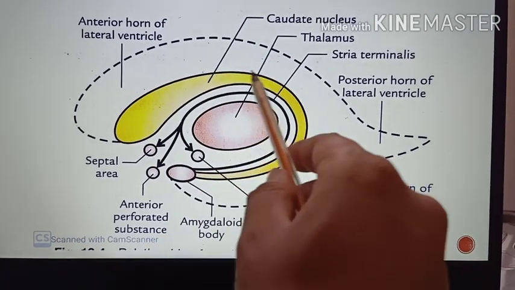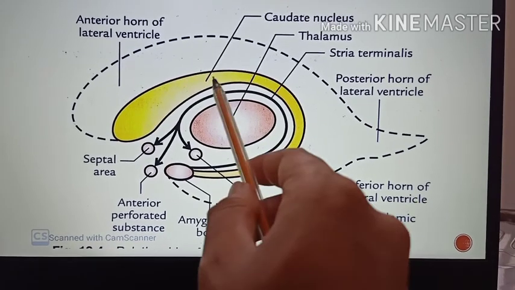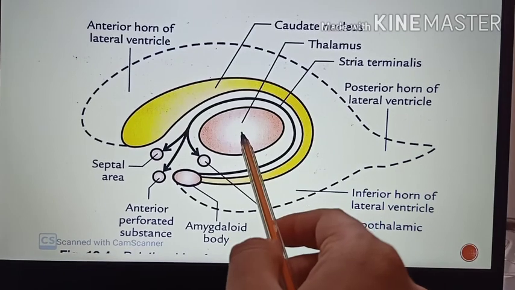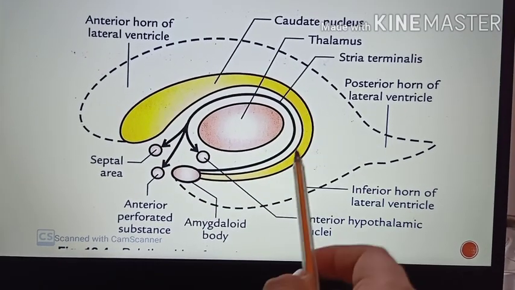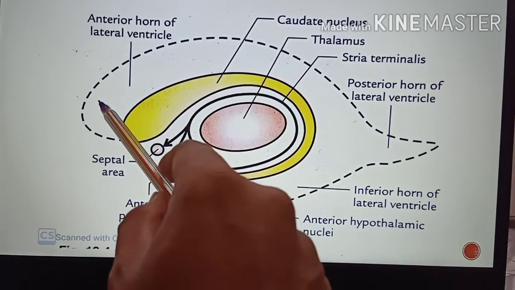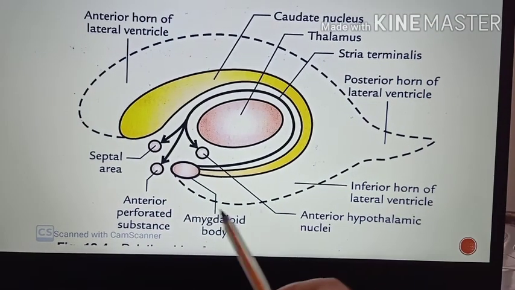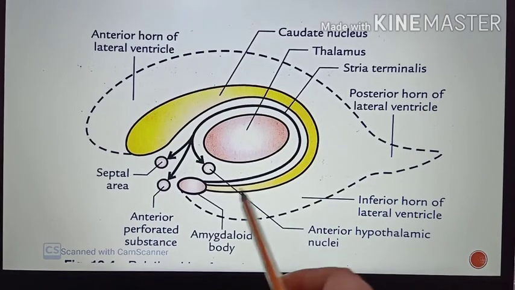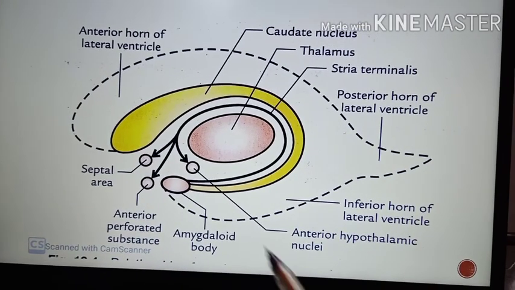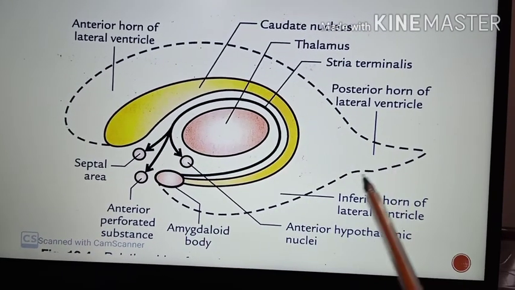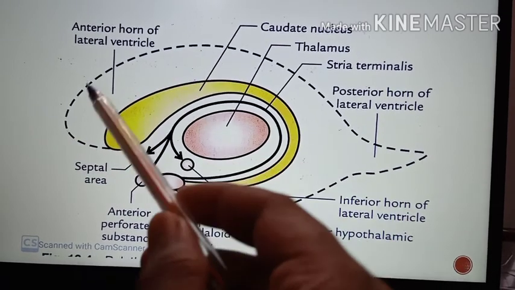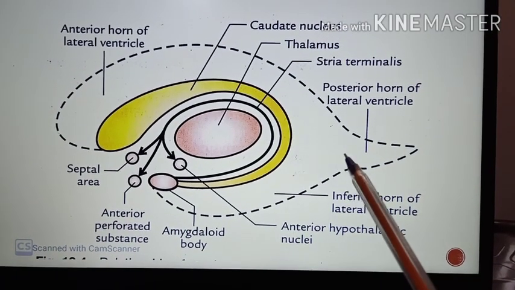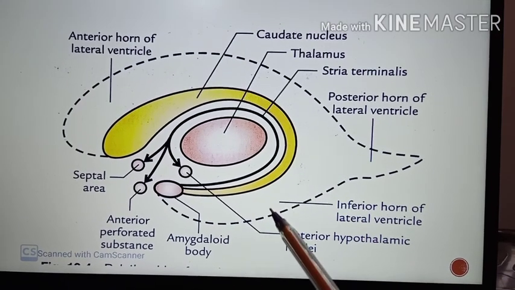It is a large sheet-shaped mass of grey matter which surrounds the thalamus. This caudate nucleus is surrounded by the lateral ventricle. This is the lateral ventricle which is surrounding the caudate nucleus. In this diagram, this forms the anterior horn of lateral ventricle, this is the posterior horn, and this is the inferior horn.